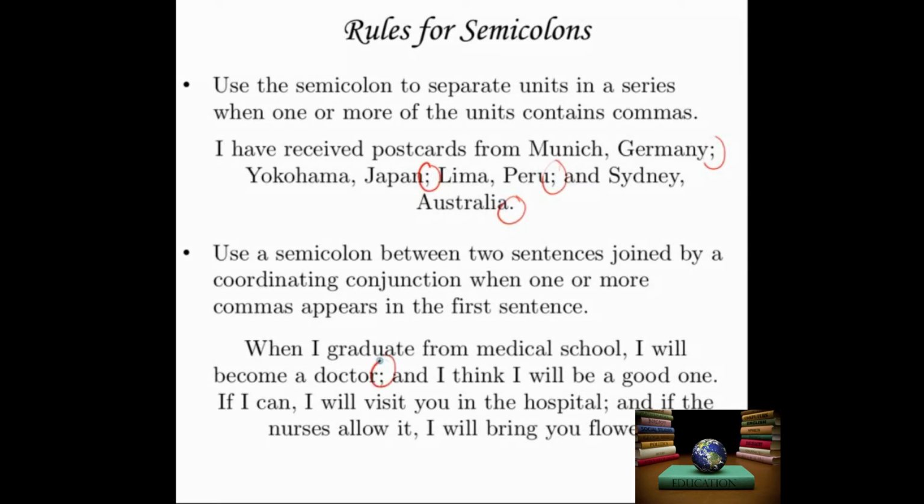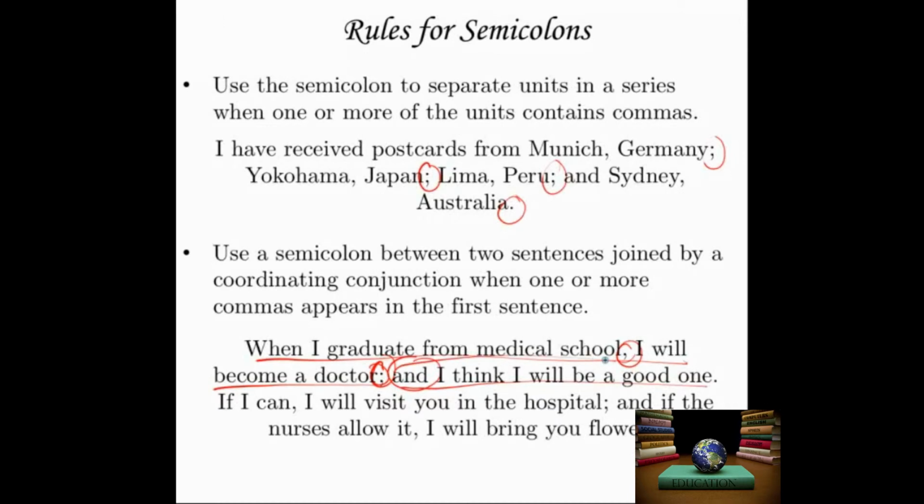In this case, we use the semicolon to indicate that the pause there is more important than the one after "when I graduate from medical school." Because "when I graduate from medical school" can't be a sentence by itself. "I will become a doctor" can. So we're separating two complete sentences. When I graduate from medical school, I will become a doctor; and I think I will be a good one. Two separate independent sentences. We join them with a semicolon, even though the coordinating conjunction "and" is here, because we don't want people mixing up this pause right here with this pause for the comma.